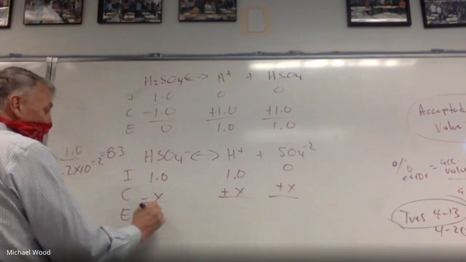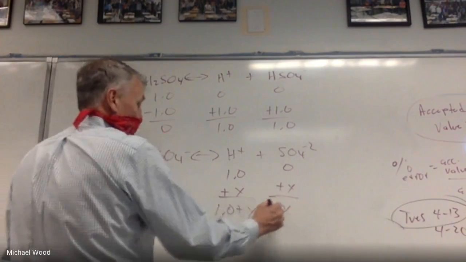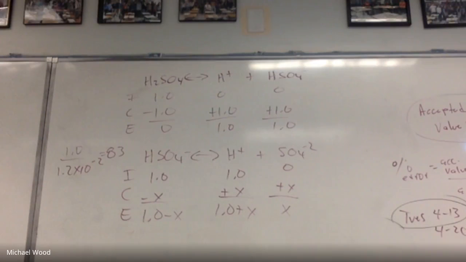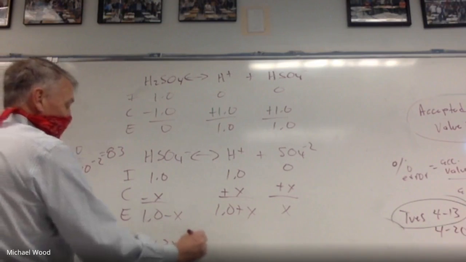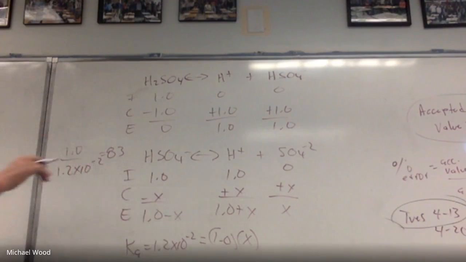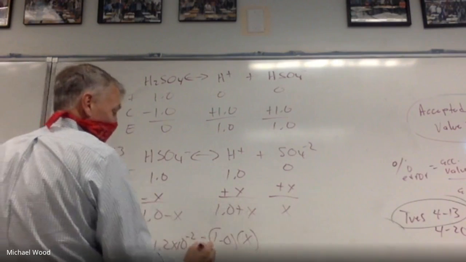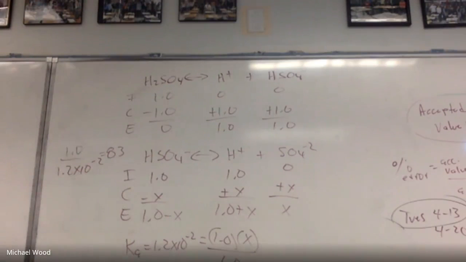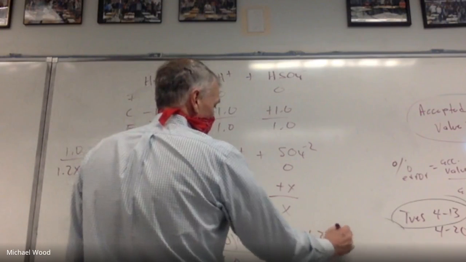Plus X. So what I have here is 1 minus X, but I'm going to ignore this X. 1 plus X, but I'm going to ignore that X as well, and then X. So then the K value: I have 1.2 times 10 to the negative 2 is equal to 1.0, and again, I'm ignoring that X, and I'm kind of pushing it, like I said. We'll check this at the end. 1.0 plus X, ignoring that X, times this X, and then over 1. So then if I do the math and I solve for X, what I get for X is 1.2 times 10 to the negative 2.